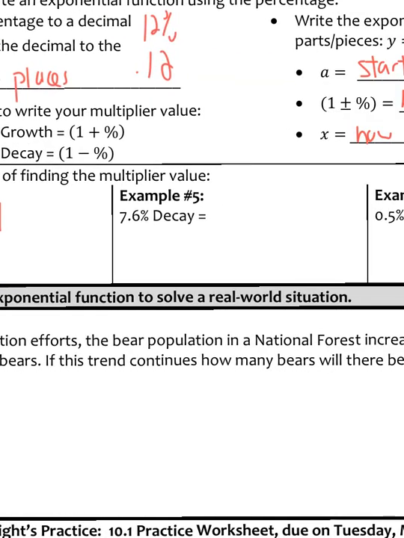Now we're talking about decay. First we need to change that 7.6% to a decimal, so 0.076, because we have to move that 2 spaces to the left. And decay is 1 minus 0.076. You're going to want to type that into your calculator, and that equals 0.924.